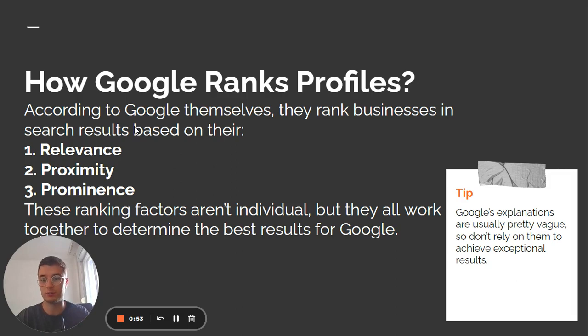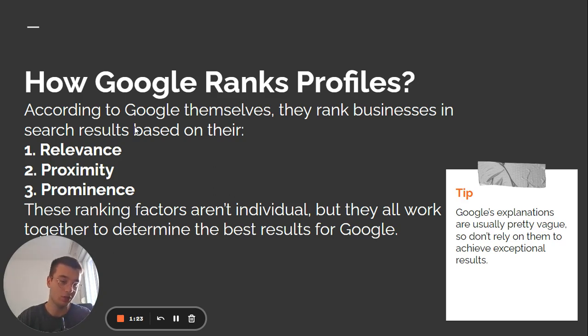How Google ranks profiles. So according to Google themselves, they rank profiles, actually businesses, in search results based on three factors, and those are relevance, proximity, and prominence. These ranking factors aren't individual, meaning they don't each work on their own, but they all work together. So a combination of these factors will rank your business on Google, whether at the top or in the middle or at the bottom of search results.